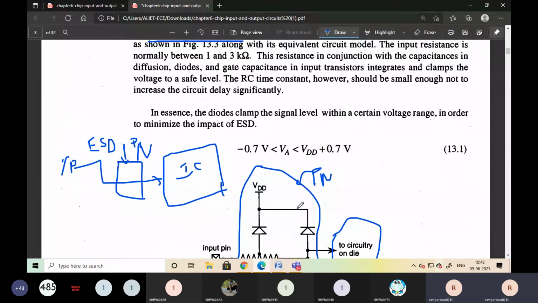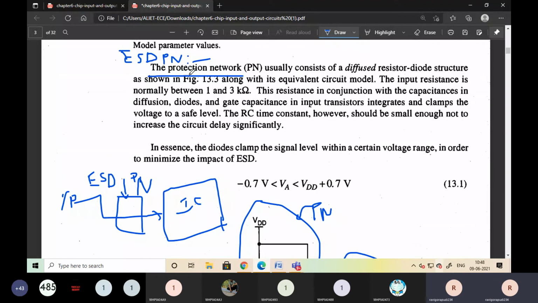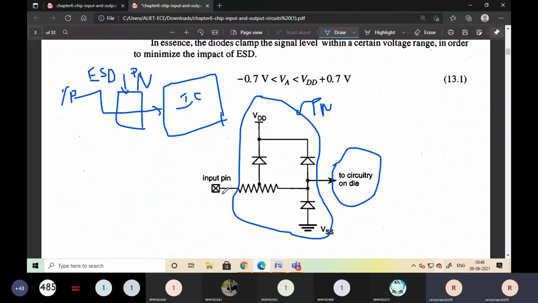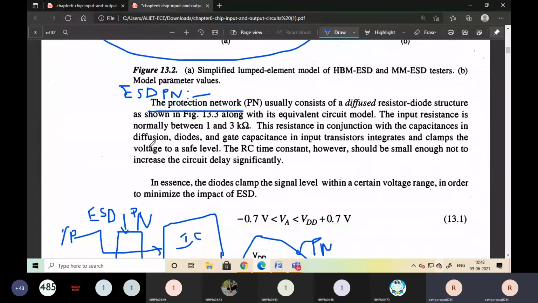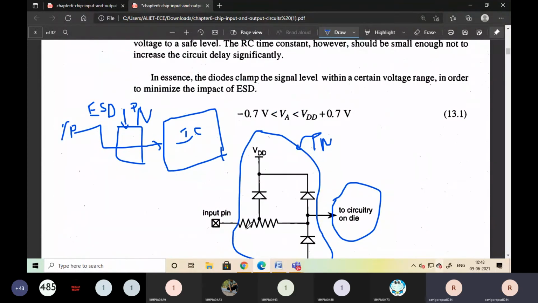If you read the complete paragraph, you can understand very easily. In between input and IC, there is a network for the protection of the IC. The protection network usually consists of a diffused resistor diode structure, shown in the figure along with the equivalent circuit model. The input resistance is normally between 1 to 3 kilo ohm.